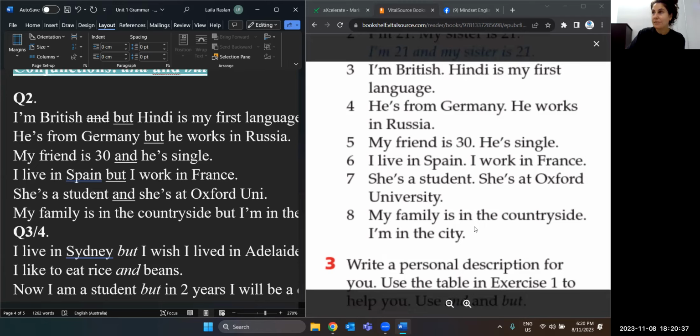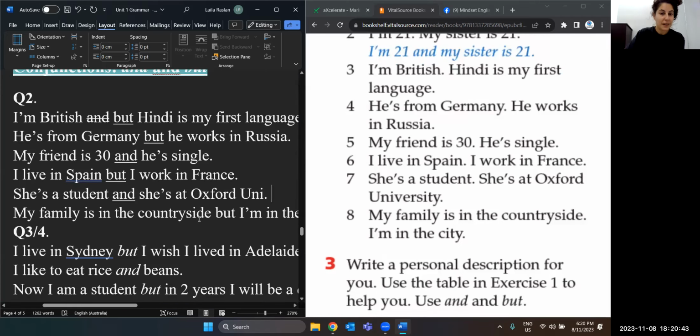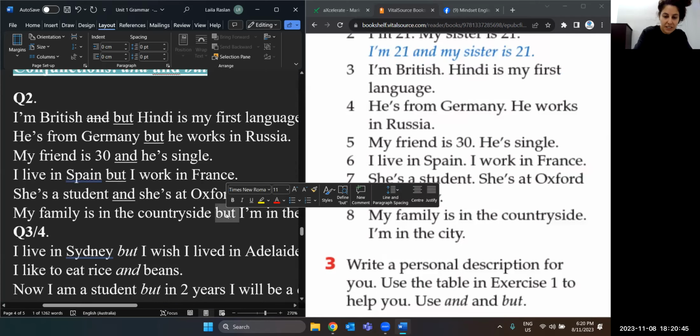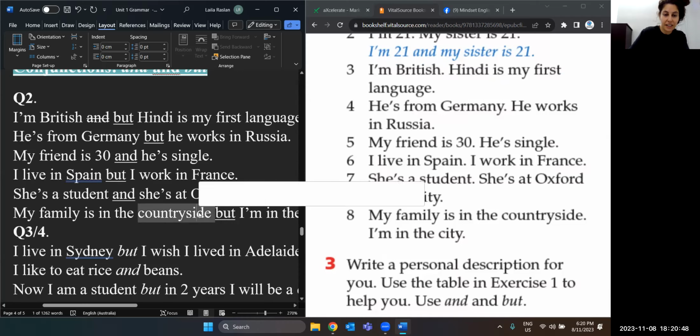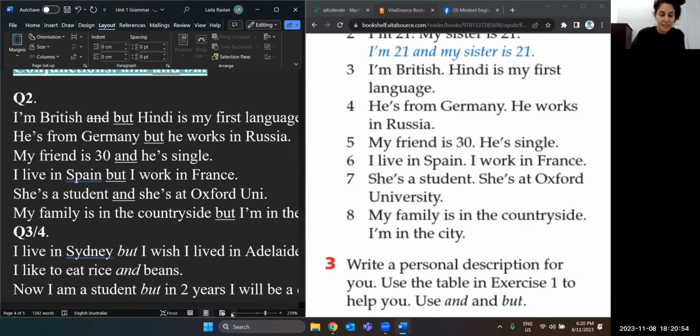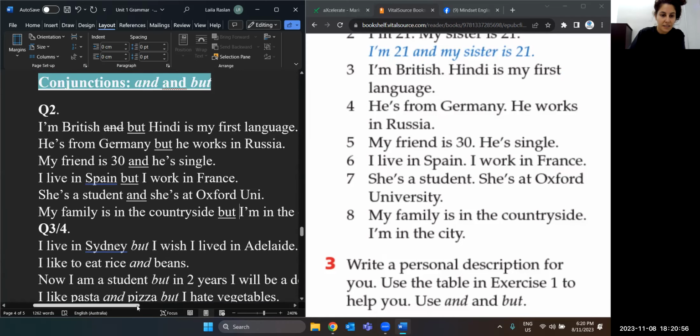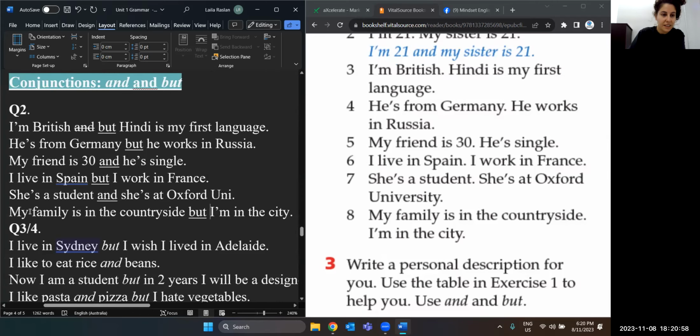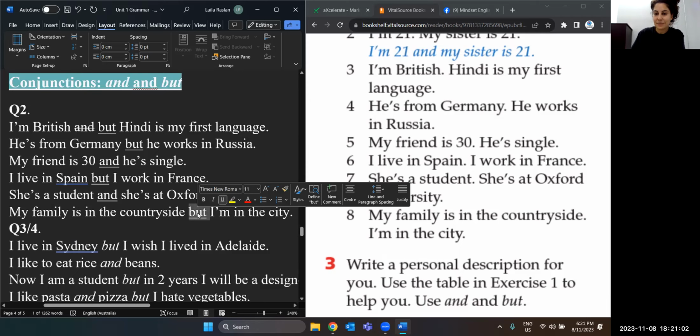My family is in the countryside. I'm in the city. But because I'm changing, I'm not continuing to talk about the country. I'm changing to say, but I don't live in the country. I'm in the city. My family is in the countryside, but I'm in the city.